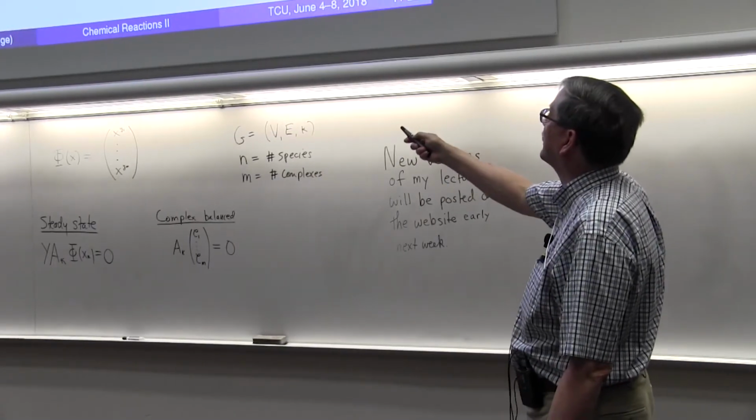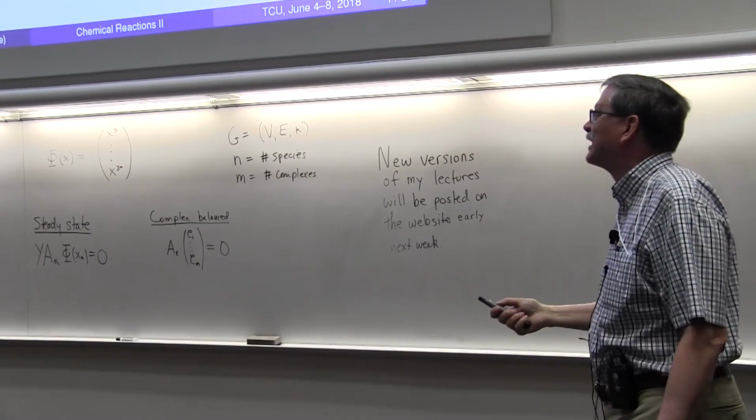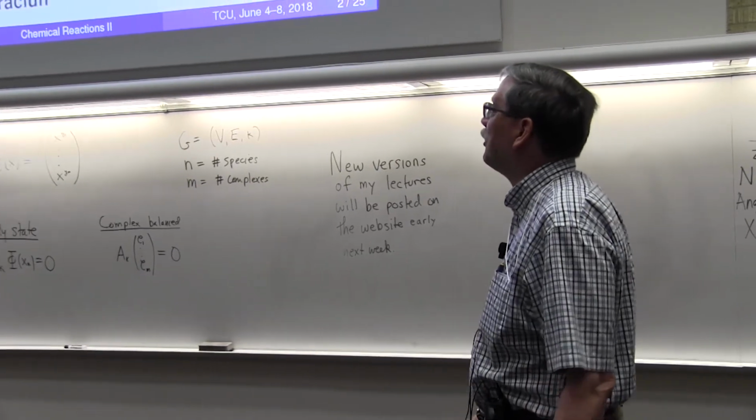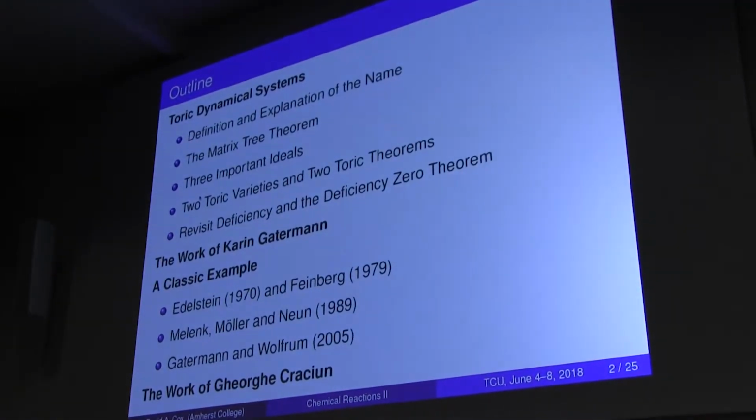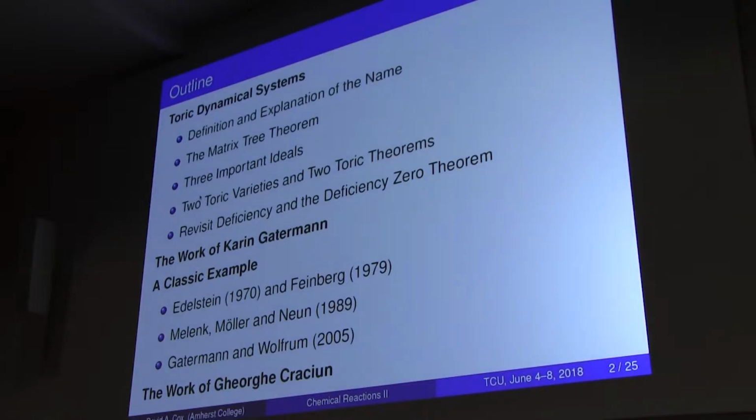Now going to talk about toric dynamical systems. The lecture has several parts. I'll talk about toric dynamical systems, give a definition, say a few words about the name, go into a little more detail about the matrix tree theorem that I mentioned in the previous lecture. We're going to have some interesting ideals that start to show up.